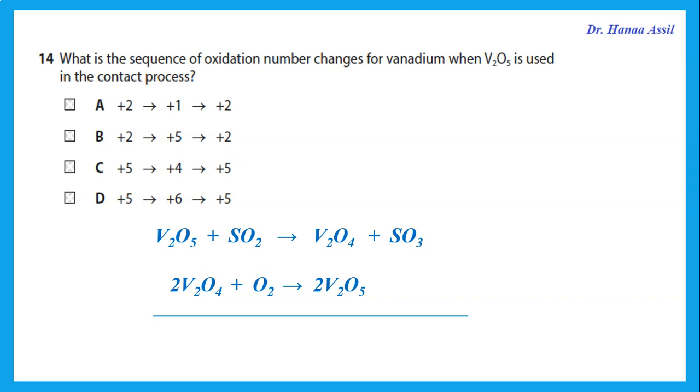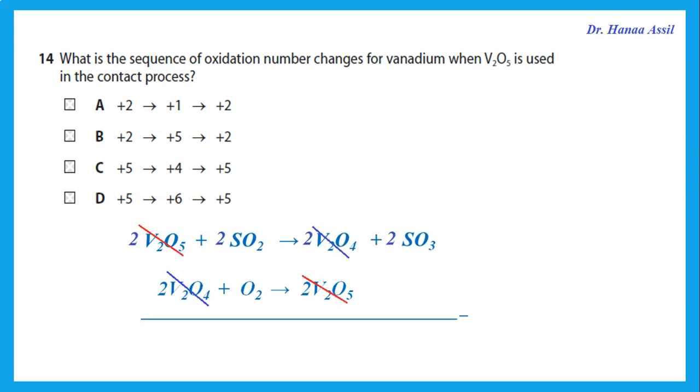So the role of the vanadium pentoxide is a catalyst. The vanadium pentoxide is reduced by the SO2 to give V2O4. And then the V2O4 is oxidized by the oxygen to give V2O5 again. So it is regenerated. And the overall reaction, if we multiply all this by 2 and then we add up so that we remove whatever is the same on both sides of the arrow, this is the final contact process, which is formation of the sulfur trioxide, which is then used to make sulfuric acid.